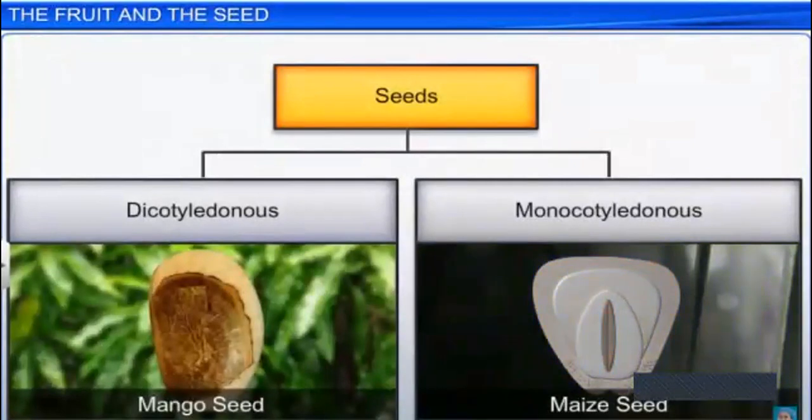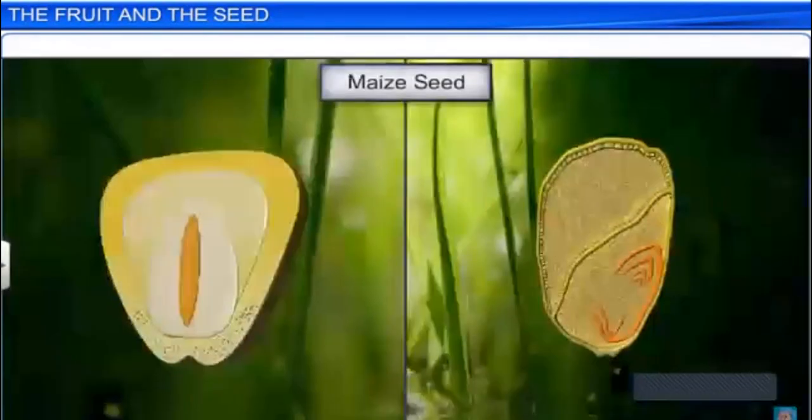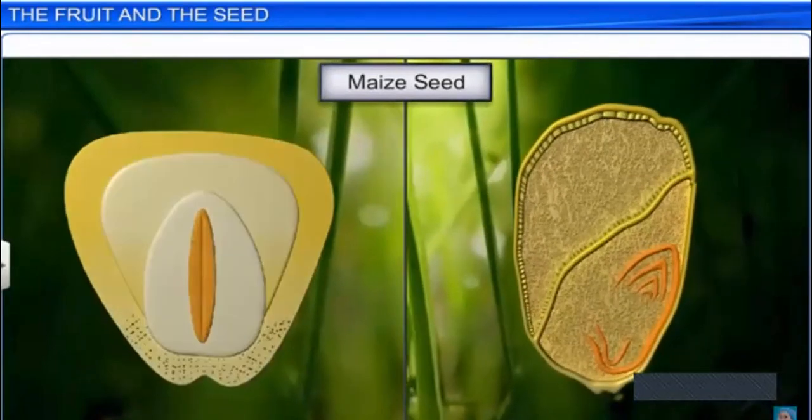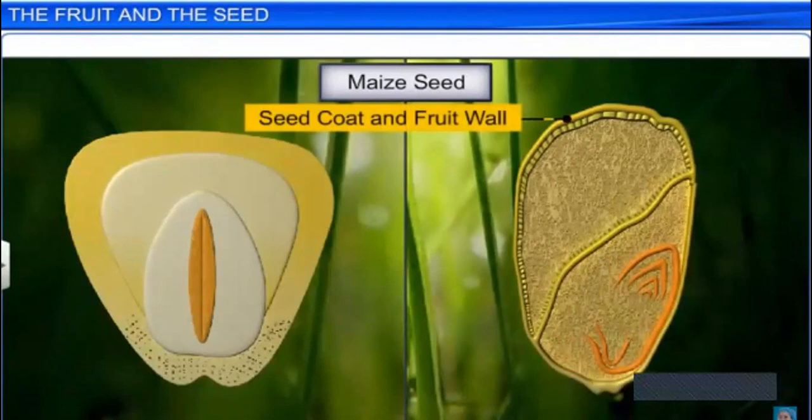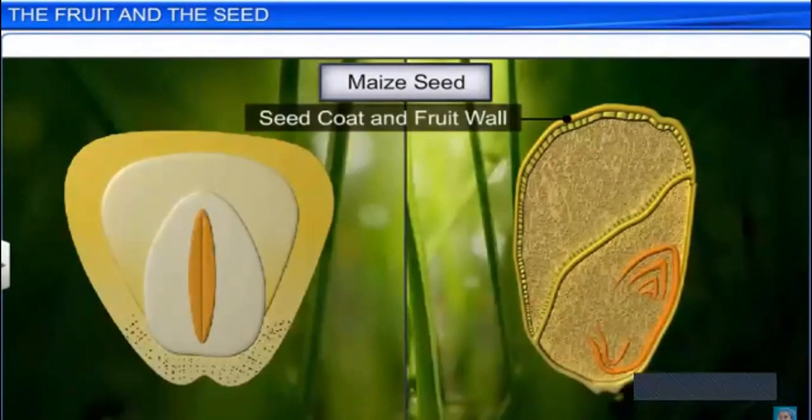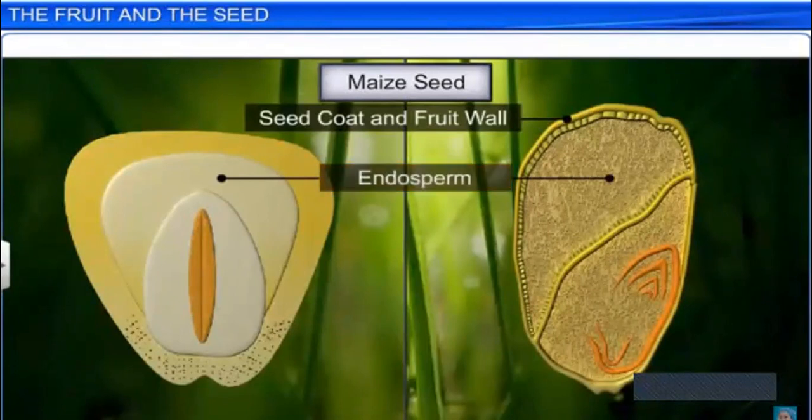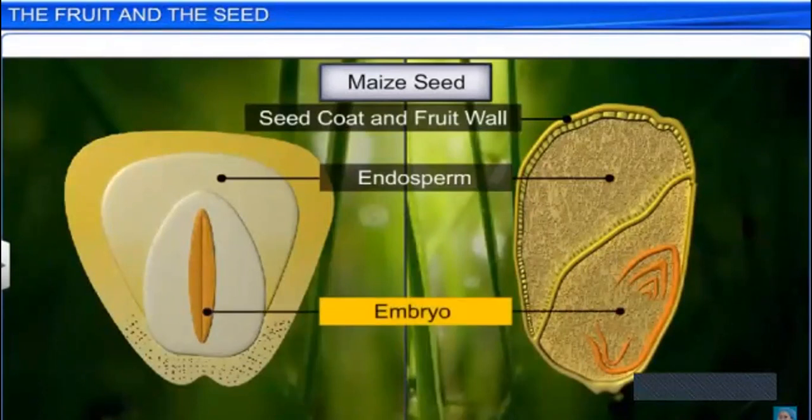Like dicotyledonous seeds, the outermost covering of monocotyledonous seeds is also known as the seed coat. For example, the maize seed has a membranous seed coat that is usually fused with the fruit wall. Moreover, like dicotyledonous seeds, monocotyledonous seeds can be endospermic as in maize or non-endospermic, as in Cymodocea. The endosperm of maize is bulky and stores food, while the embryo is tiny and is placed in a groove at one end of the endosperm.